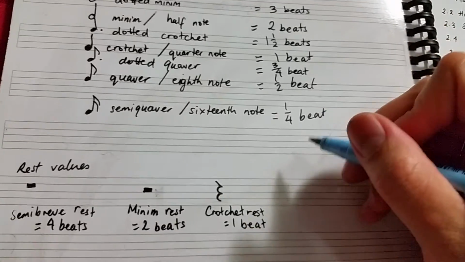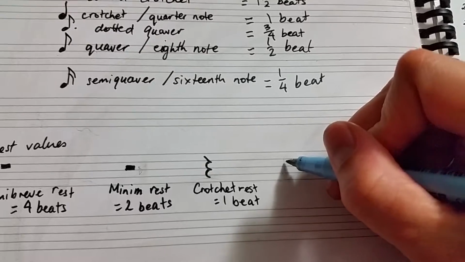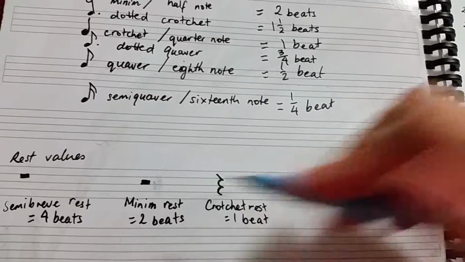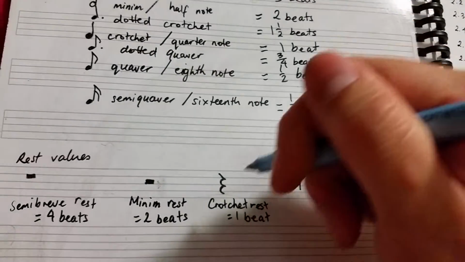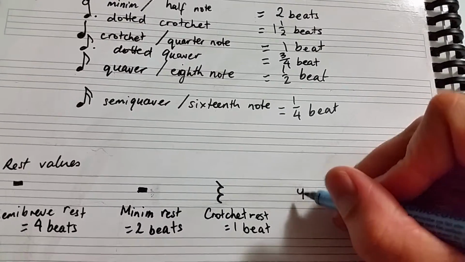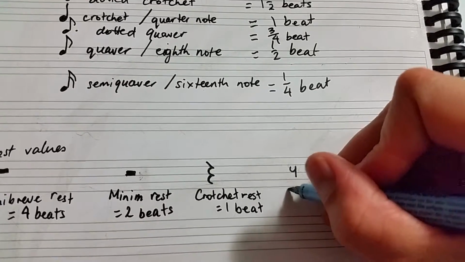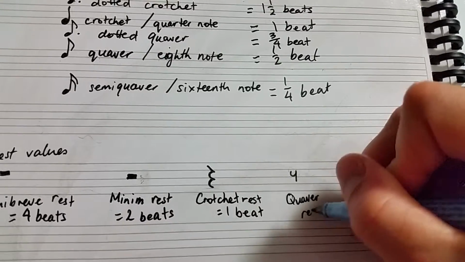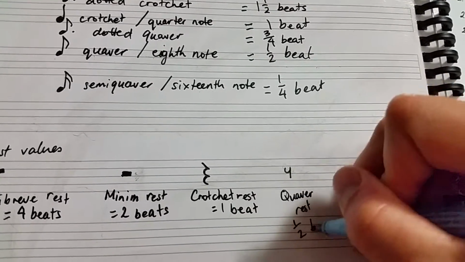Okay. Then you got the dotted quaver rest. Oh, sorry, quaver rest. I'm not going to do the dots. The dots, you just add 50% to it. You just put a dot on the right hand side. The quaver rest looks like a little Y. You draw it in the middle of the stave. Quaver rest. So it's only worth half a beat.